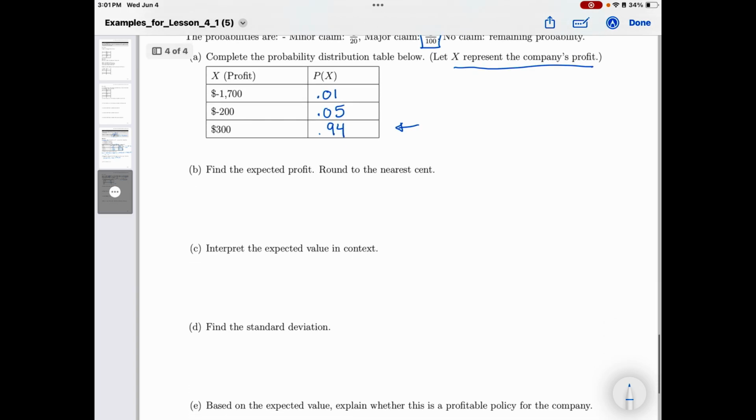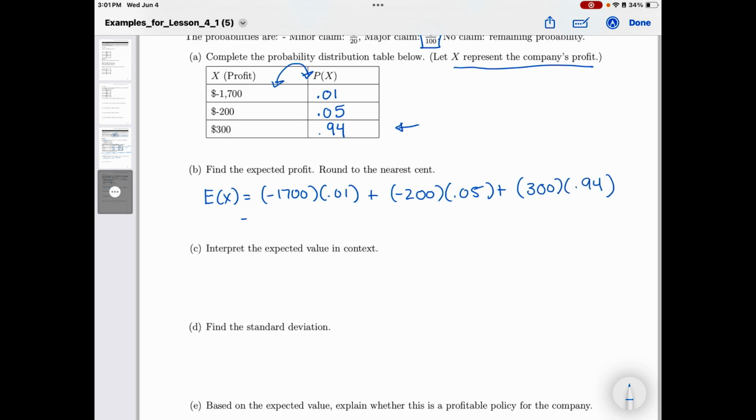Part B is find the expected profit, and we're going to round to the nearest cent. So to find the expected value, we're going to take each of the values of X times each of the probabilities and add them up. So I have negative 1,700 times 0.01 plus negative 200 times 0.05 plus $300 times 0.94. Now, when we work that all out, we're going to get 255.